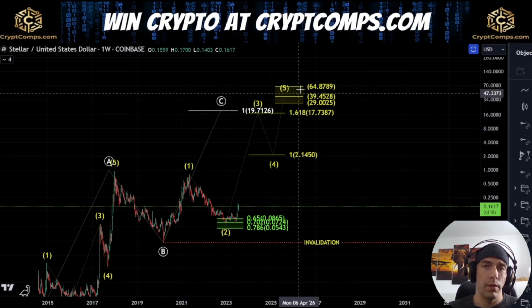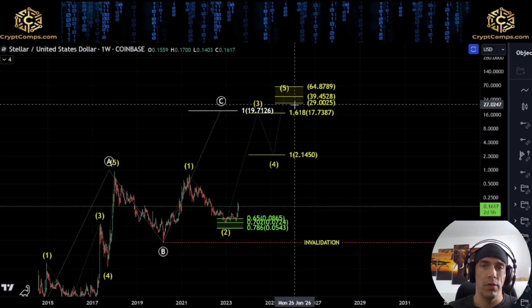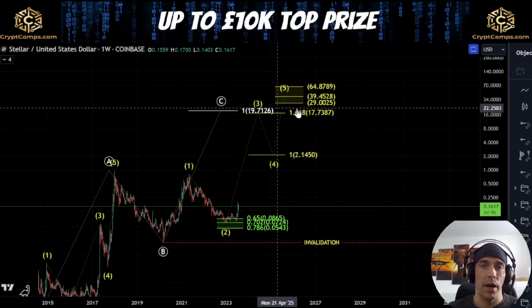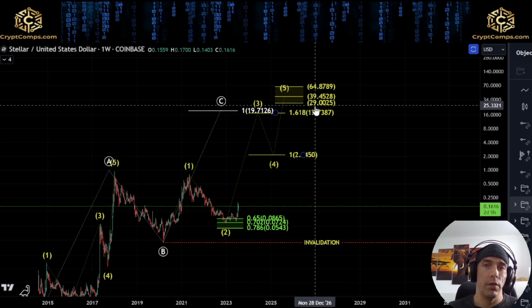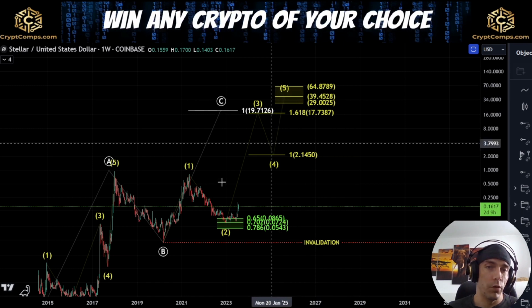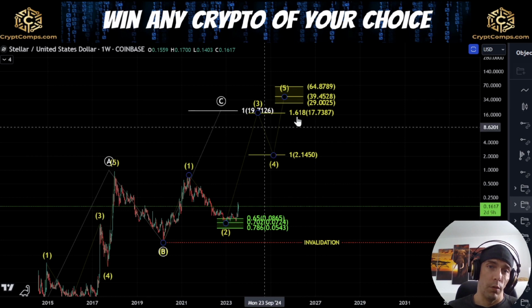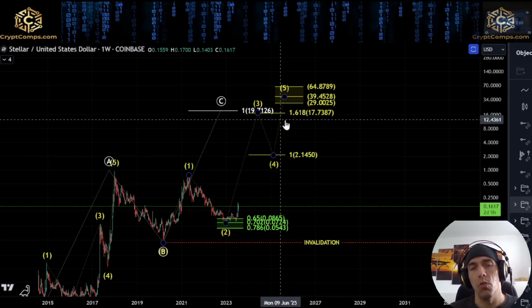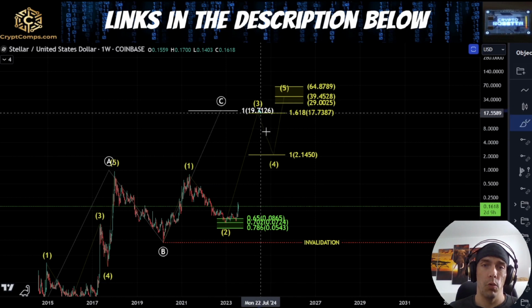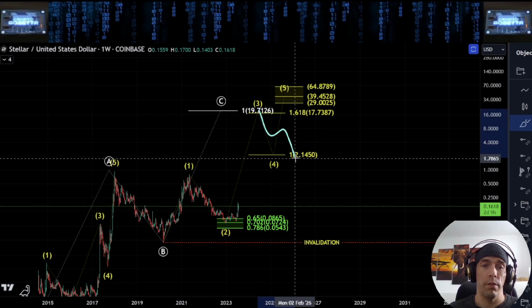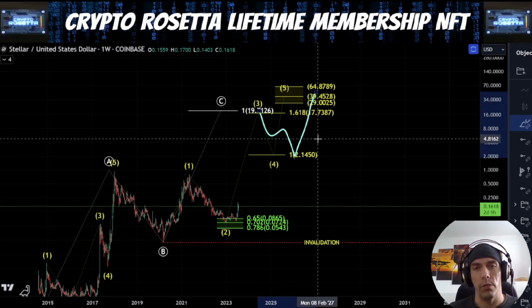If we have a look at the internals of this move, it would actually suggest that this could potentially push up higher here, potentially towards this zone here of this $29 to the $64. So we'd have to obviously await the confirmation. What we'd want to see here is a move past this 0.1773, and then we'd want to find support here in an additional fourth wave, and then we'd want to see that fifth wave to the upside.